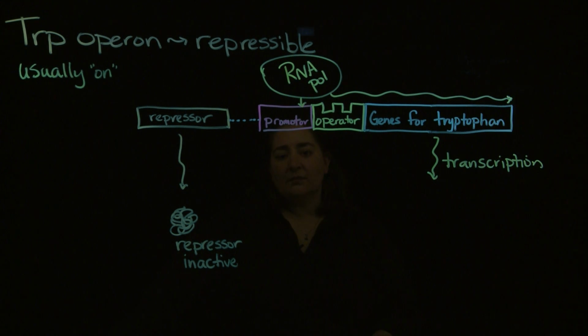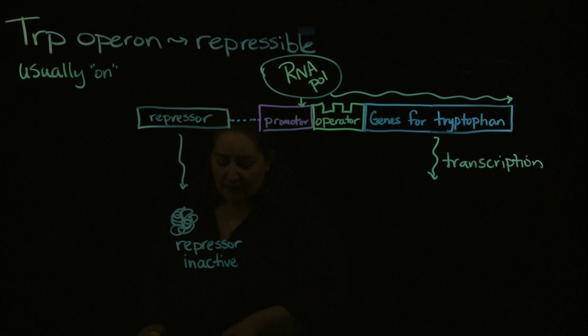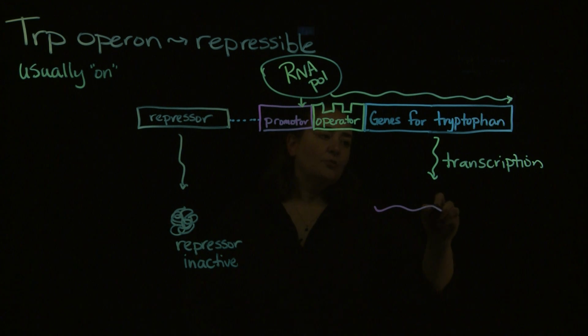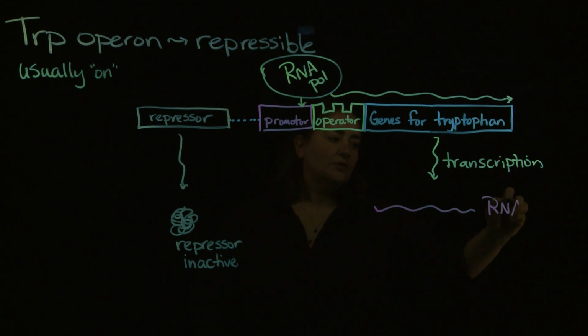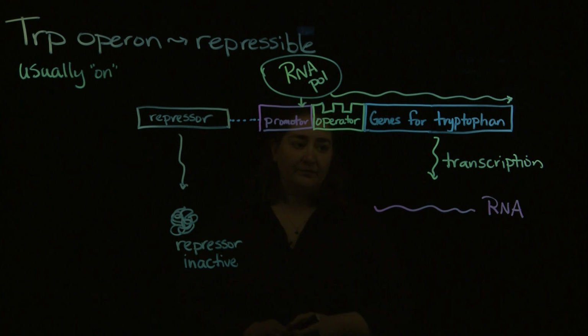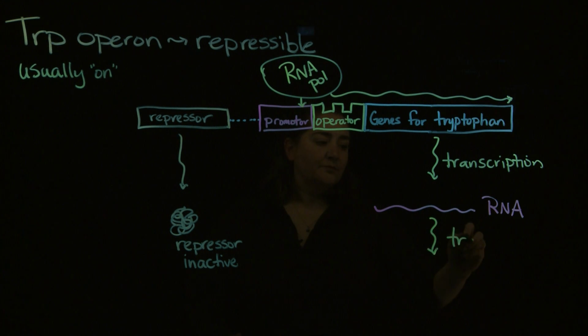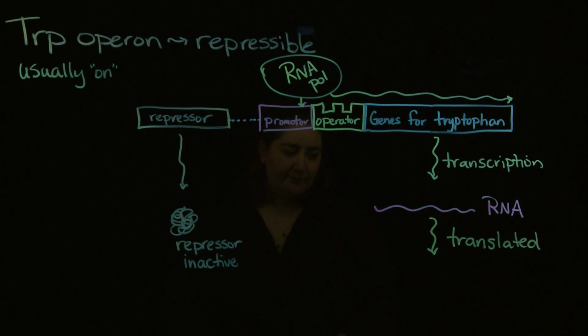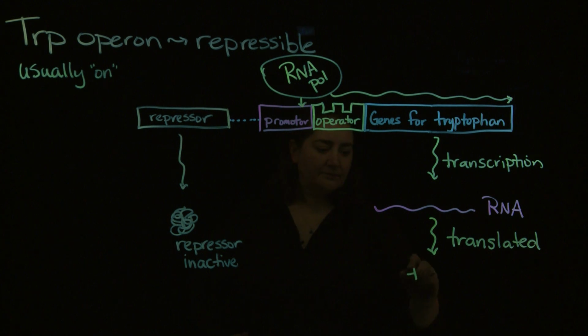And I know in your textbook and in the PowerPoints there are different letter abbreviations for the genes that are involved in tryptophan. I'm really not concerned that you know what all the genes to make the amino acid tryptophan are. Just know genes for tryptophan, there's more than one gene product that's made. So we've got transcription that's going to happen. We're going to make our RNA molecule. That RNA molecule then is going to be translated by our ribosome, and that's going to make all of our tryptophan protein.